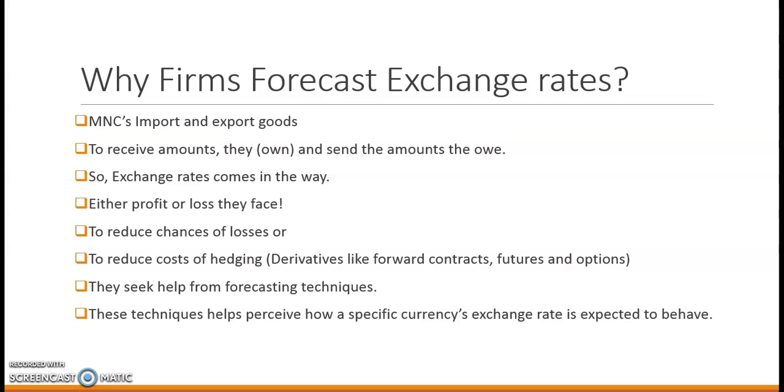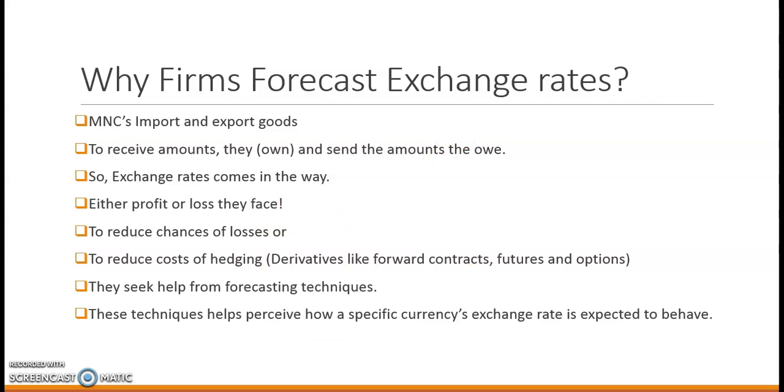So this kind of situation involves exchange rate consideration because they have to send currency for sending payments or receiving it. The exchange rate comes in between. When the exchange rate comes in between, it means that they have to make certain decisions regarding increasing their cash inflows and reducing their cash outflows.